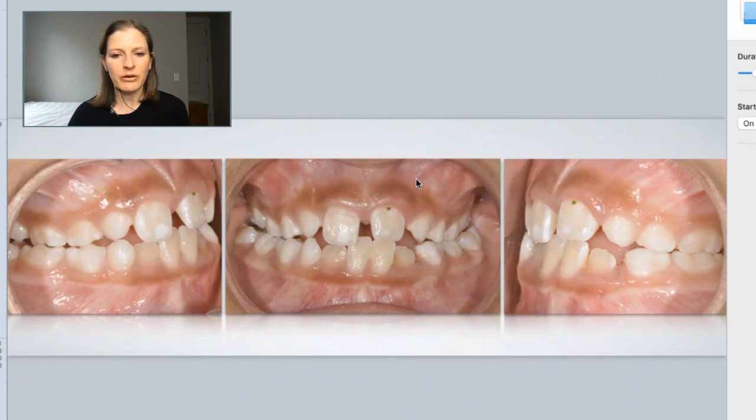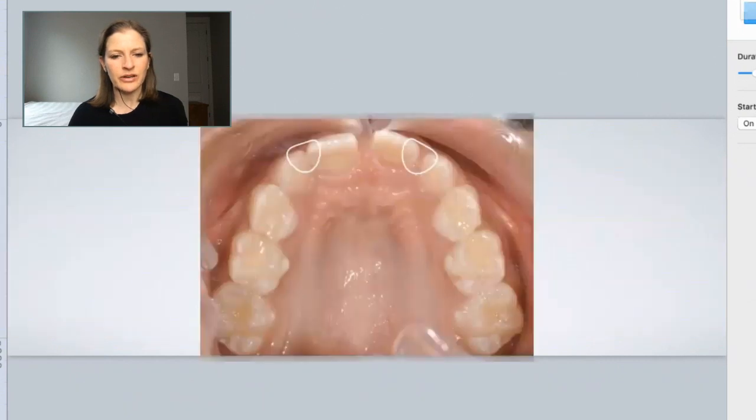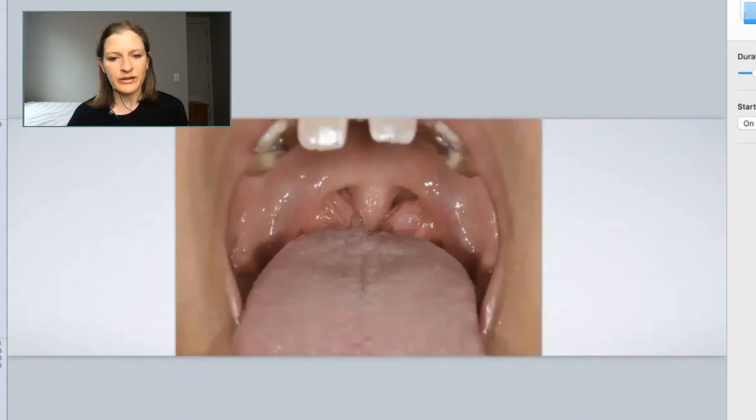I will tell you radiographically, 7 and 10 are present, as is 22. We just don't have room for them. And so this is the kind of patient that you want to take a closer look at. And you see here just how small his maxilla is. If we look clinically, we see this.